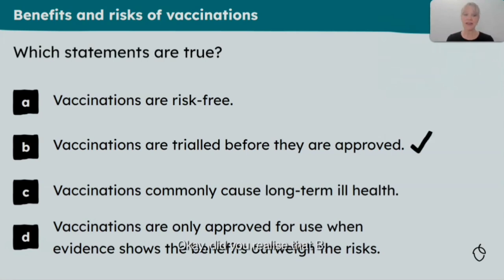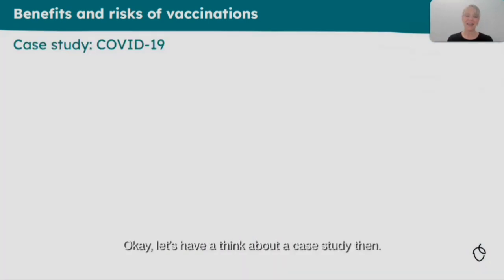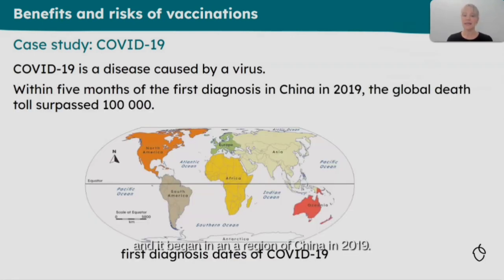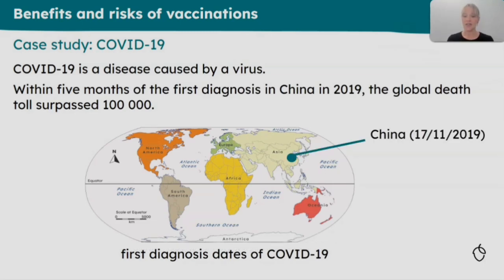Okay, did you realise that B, vaccinations are trialled before they are approved? And also D, vaccinations are only approved for use when evidence shows the benefits outweigh the risks. Excellent, well done. Okay, let's have a think about a case study then. In this case, we're using COVID-19. COVID-19 is a disease caused by a virus, and it began in a region of China in 2019. The first recorded case was on the 17th of the 11th, 2019.